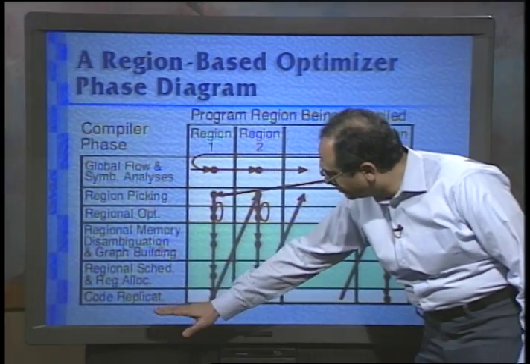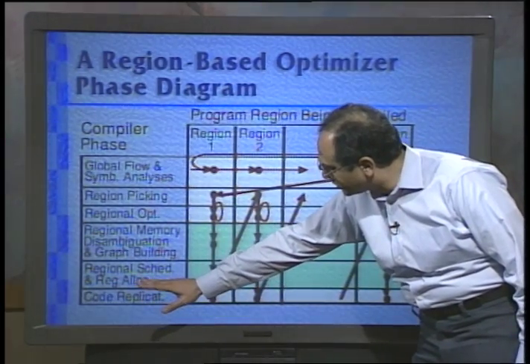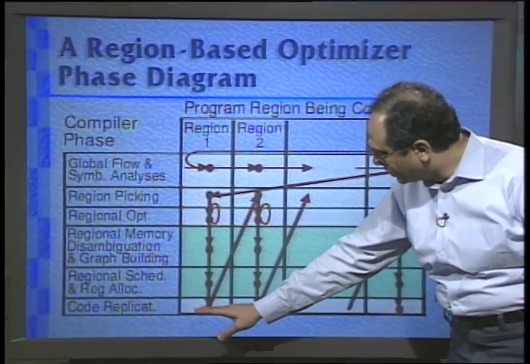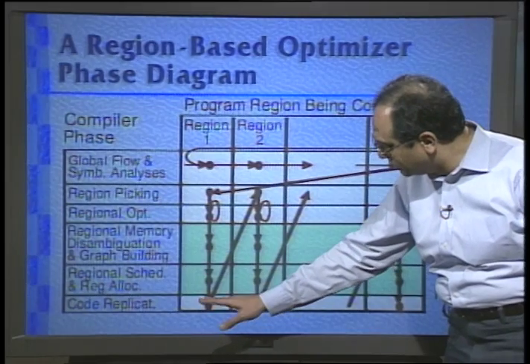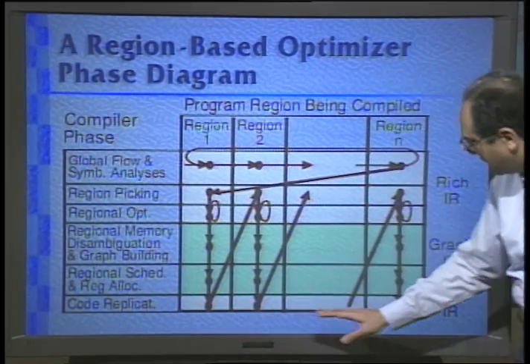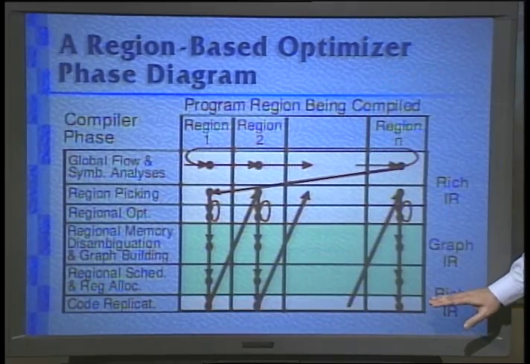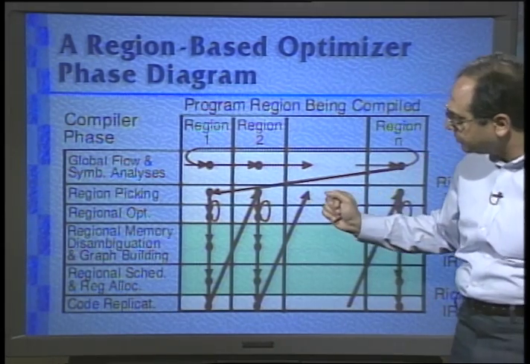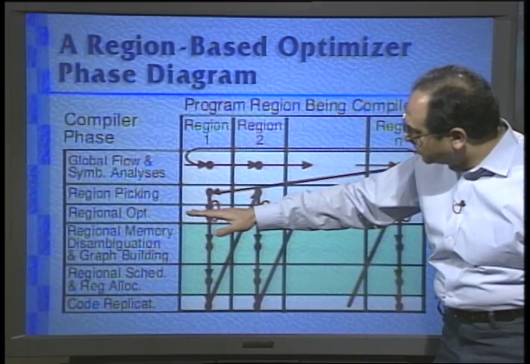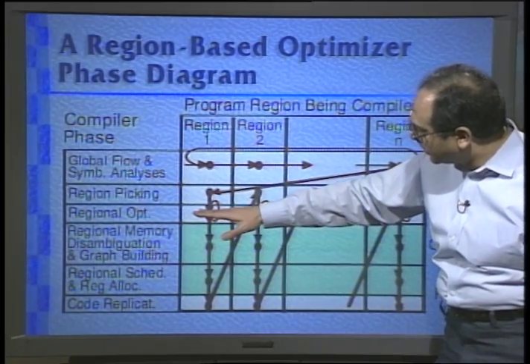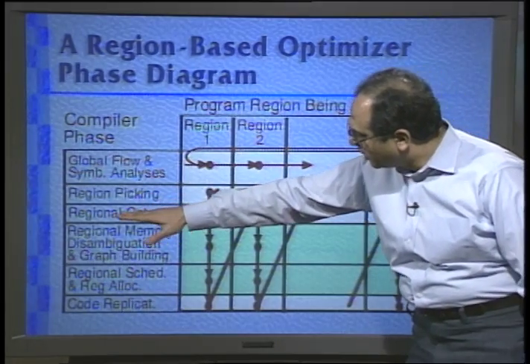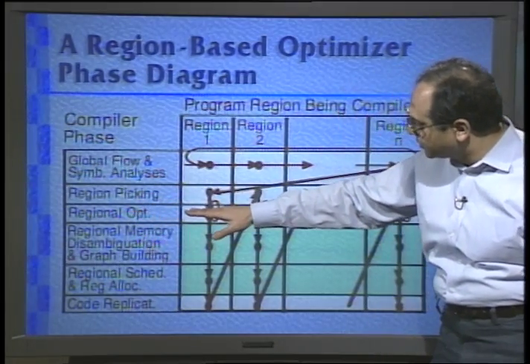So down here, following the scheduling, we have the code replication phase. And we will generate the new code that has been created in the same IR that we had originally when we were doing optimization. The other thing that we will do is add an additional phase following region picking, which does optimization over that region.